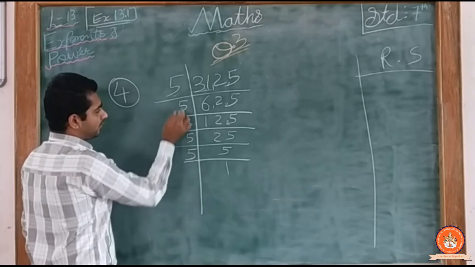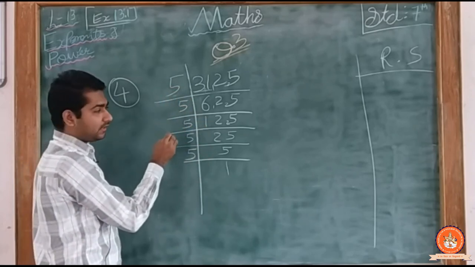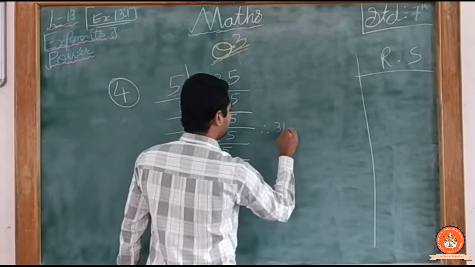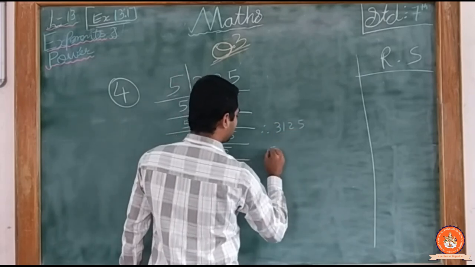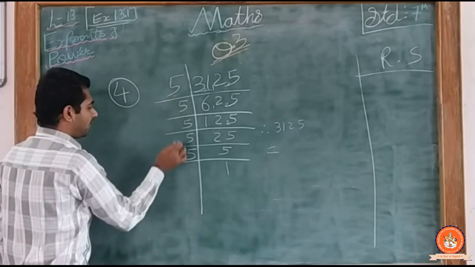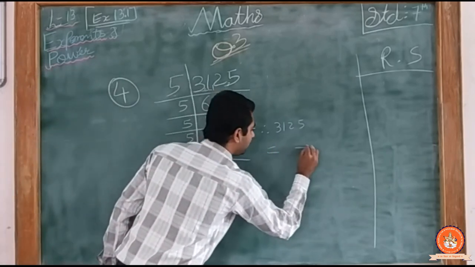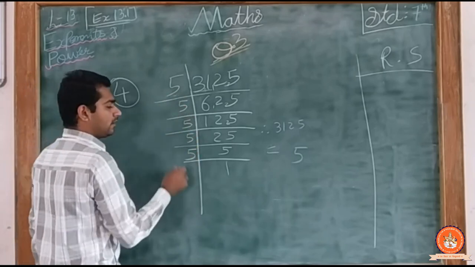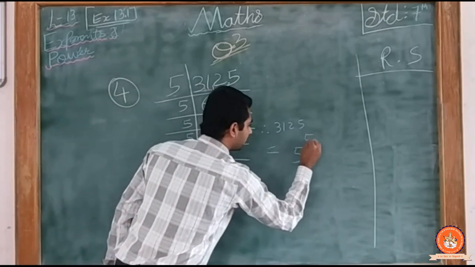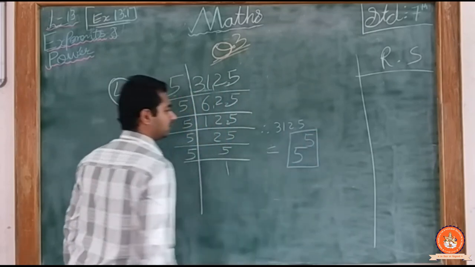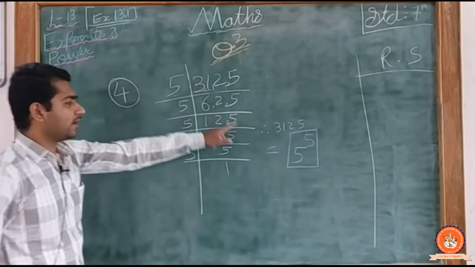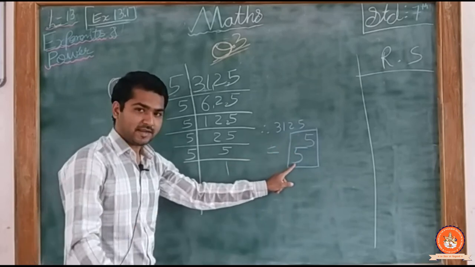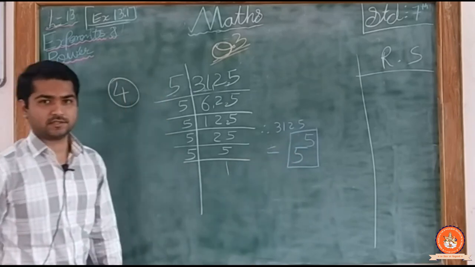here we divided by 5 only, so the LCM is 5 only. So I can write here like this: 3125 is equal to, all the digits are 5, 5 5 5 5, so I will write 5, then how many times do I multiply 5? 1 2 3 4 and 5, 5 raised to 5. So this is my answer for 3125. If I multiply 5 five times, I get 3125.